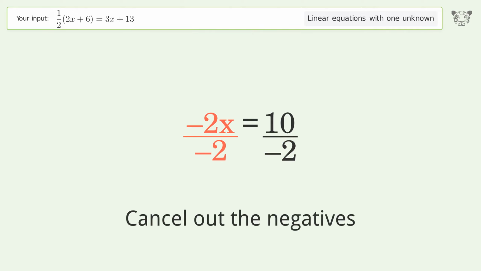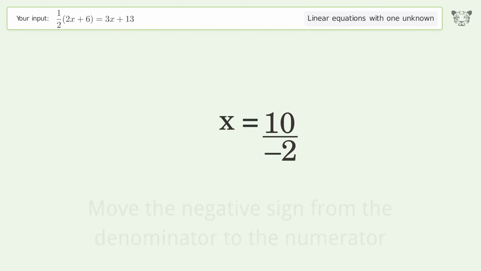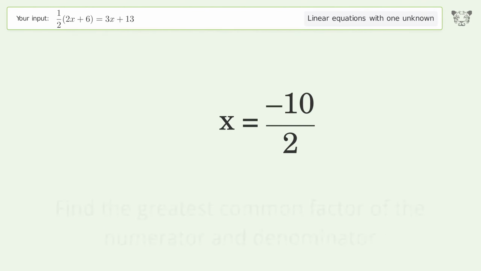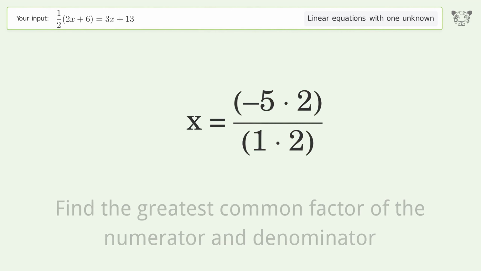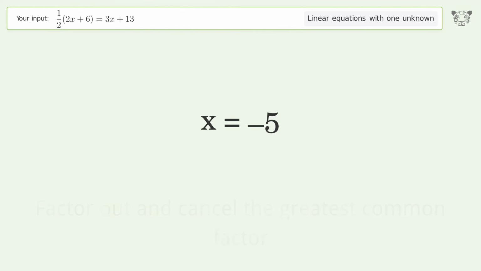Cancel out the negatives. Simplify the fraction. Move the negative sign from the denominator to the numerator. Find the greatest common factor of the numerator and denominator. Factor out and cancel the greatest common factor. And so the final result is x equals -5.